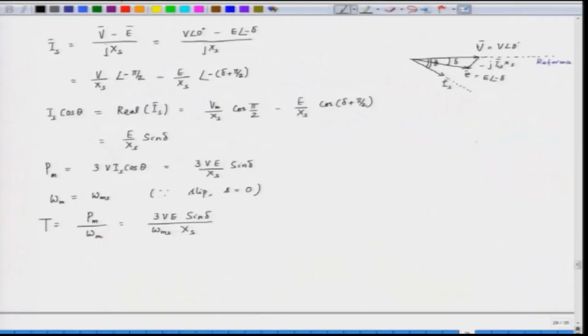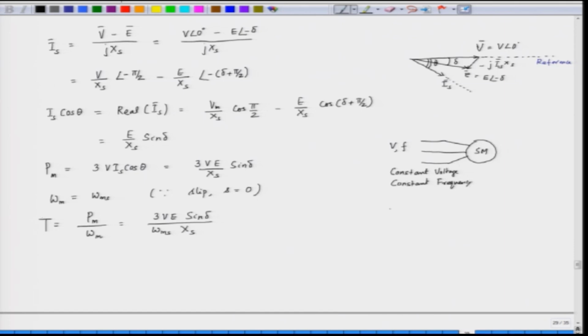So, what we do here is supply the synchronous motor from a constant voltage, constant frequency source. We have a synchronous motor, this is a wound field synchronous motor. We supply this motor from a constant voltage and constant frequency source. If we do that, the torque is given by T.